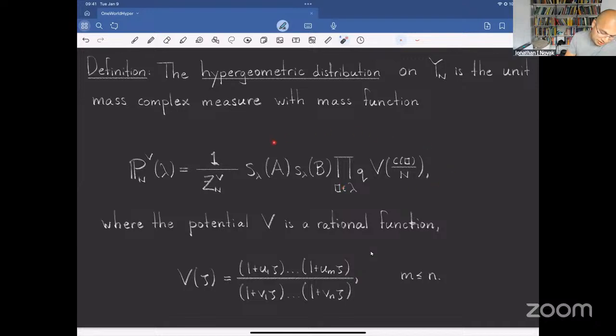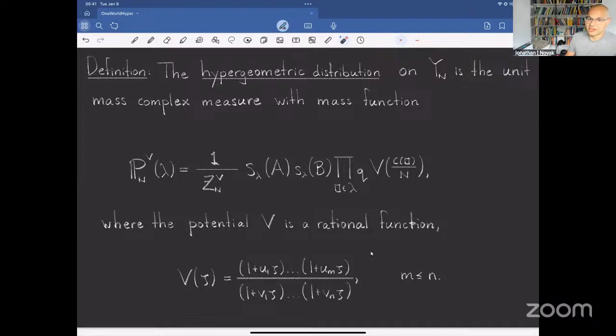And the weight that is assigned to a given Young diagram is the corresponding Schur polynomial in some parameters A, which I like to think of as the eigenvalues of a matrix, and Schur polynomial in the eigenvalues of another matrix B, and then product over the cells of lambda of Q, where Q is really a parameter, which in a sense is redundant because you could just stick it in with either A or B if you wanted to, but it's useful for keeping track of things. And then V is a potential. Okay, and that potential is a rational function.